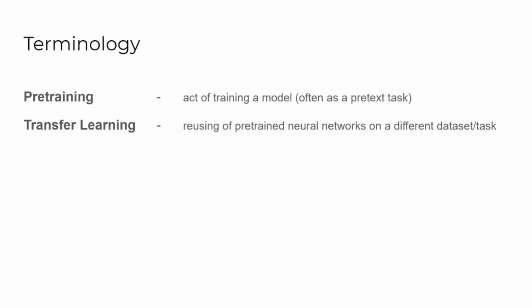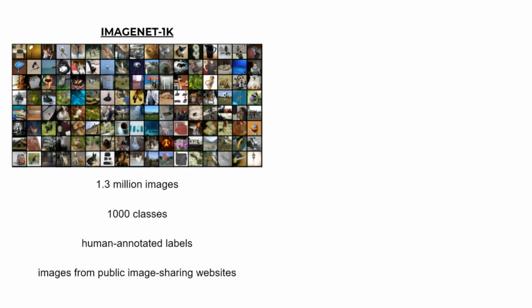To define some terminology, pre-training is the act of training a model on a pretext task. Meanwhile, transfer learning is the reusing of pre-trained neural networks on a different downstream task. In our case, images are passed through pre-trained neural networks, and their intermediate output is extracted. In computer vision, models pre-trained on a subset of ImageNet are commonly reused in downstream image tasks.